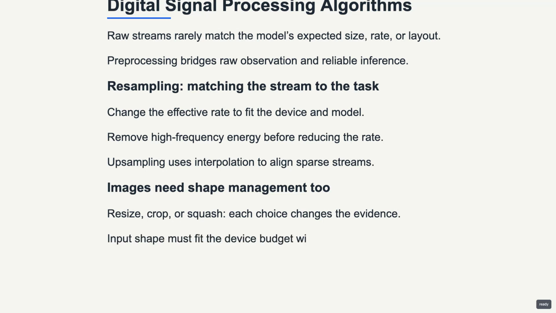On a low-power device, image shaping is also a capacity problem. The pipeline has to fit the compute budget while protecting the parts of the scene that carry the signal for detection or classification.